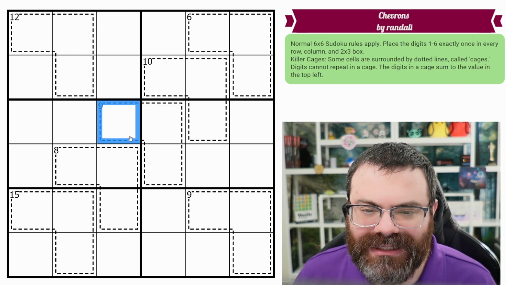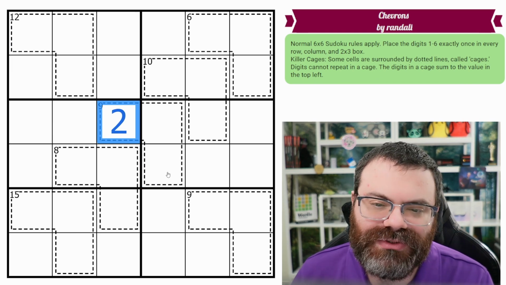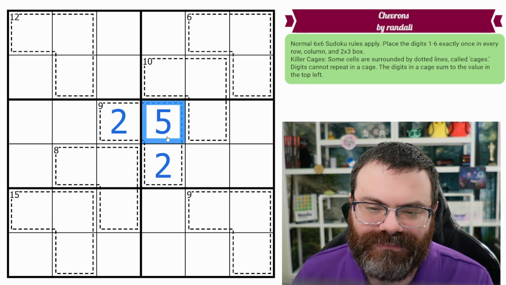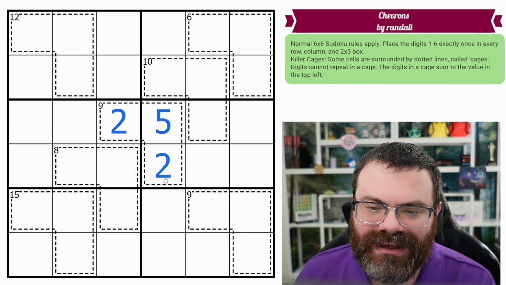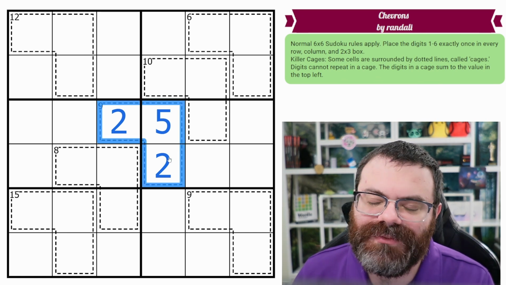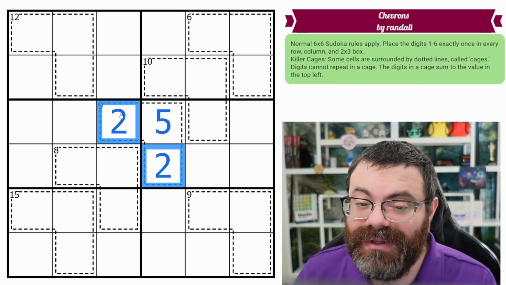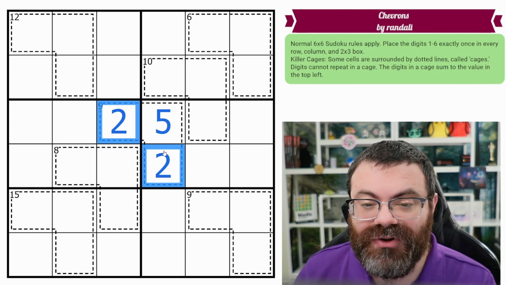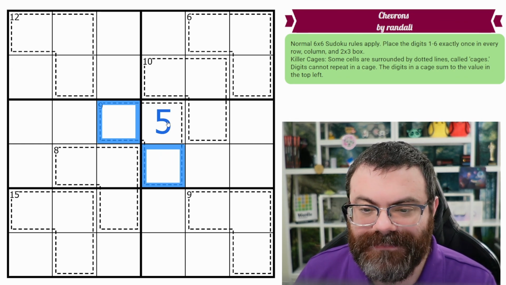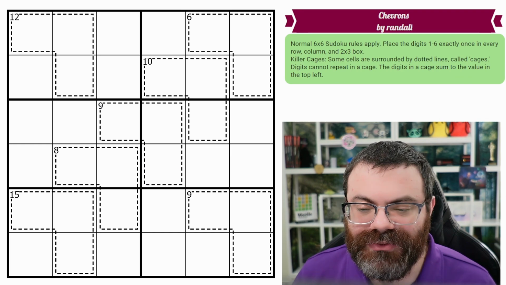Additionally, digits can't repeat in a cage. So normally to get to 9, we could do 2 plus 2 plus 5, right? That adds to 9. So that would fulfill all of the rules, except we're not allowed to repeat in the cage. So repeating the 2's in the cage is not allowed. Even though Sudoku would allow that, the cages do not. And that's it. Those are the rules.